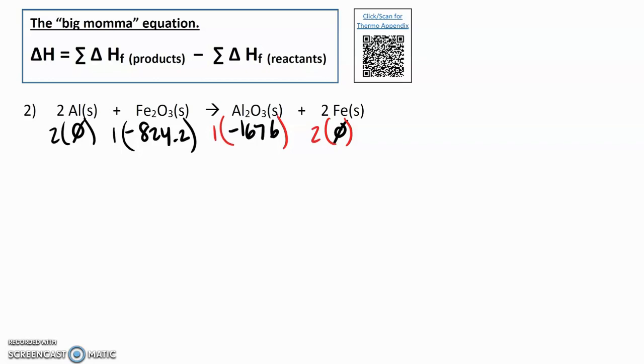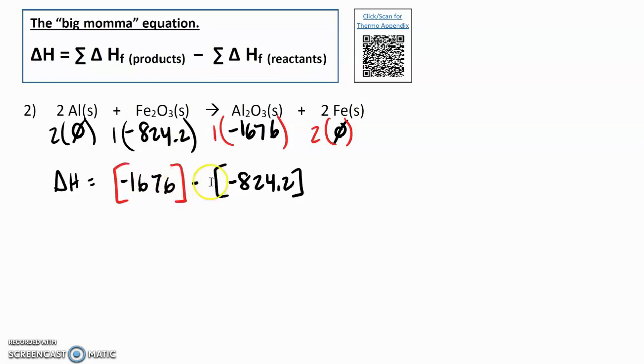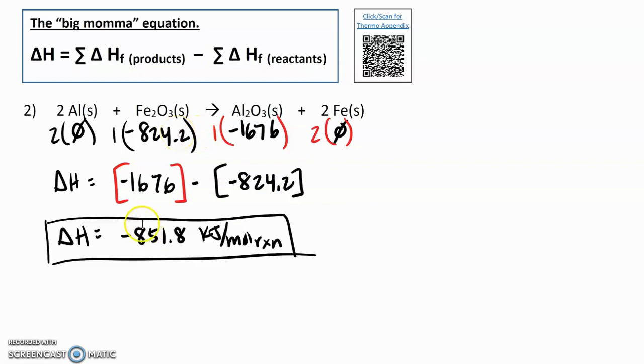And then you do products minus reactants. All right, so my products are in these red brackets, so it's just negative 1676 minus the sum of my reactants, just in these black brackets here, and then we just finish up the calculation. I get a value of negative 851.8 kilojoules per mole of reaction. So again, this one is exothermic. Be mindful, watch out for those negative signs. That's the biggest mistake I see students make. And then also your units, the units matter, kilojoules per mole of reaction.